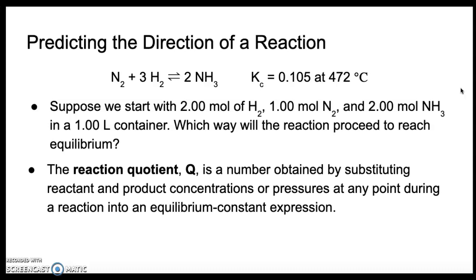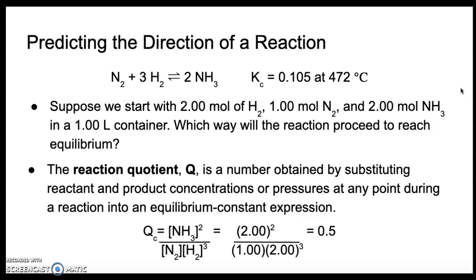Now, what we're going to need to figure this out is something called the reaction quotient, which is Q, capital Q. And that's a number that we get by substituting in the reactant and product concentrations or pressures at any point during a reaction into our equilibrium constant expression. All right, so the expression is going to look just like K, but instead of plugging in the equilibrium values for concentration, we're going to plug in our current values.